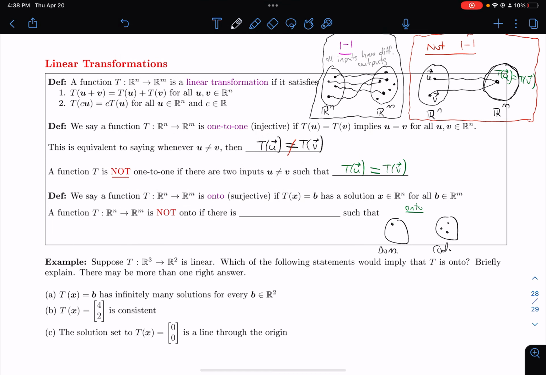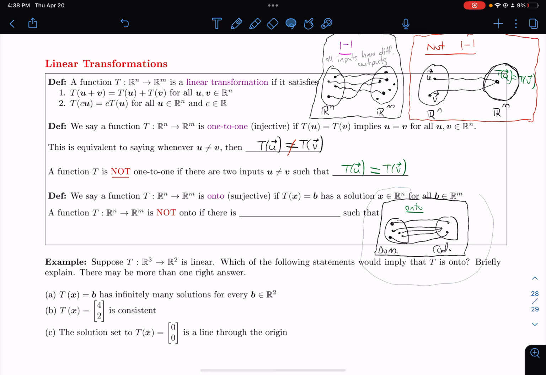So there's some vector that maps to this first output. There's some vector that gets mapped to that second output. And in fact, there might be multiple vectors that get mapped to that second output. That could definitely happen. And there's got to be something that maps to this final output. So there's got to be things that map to every vector in the codomain. That's something that is onto. Everything in that codomain gets reached as an output. A function is not onto if that doesn't happen.